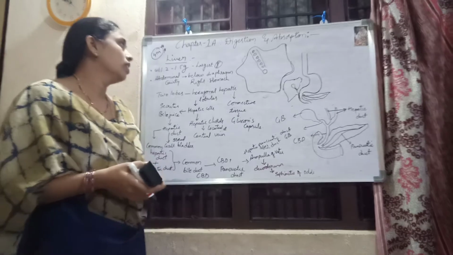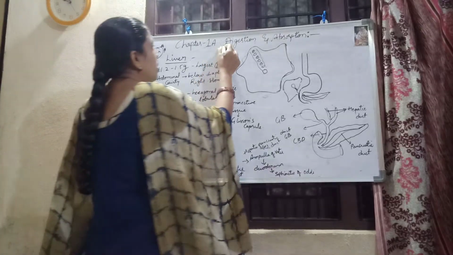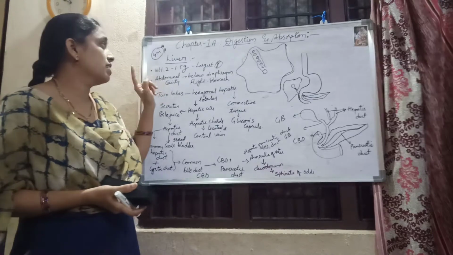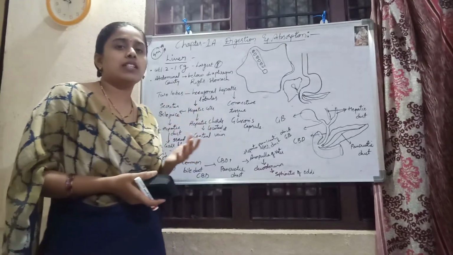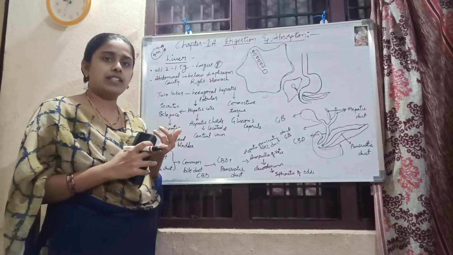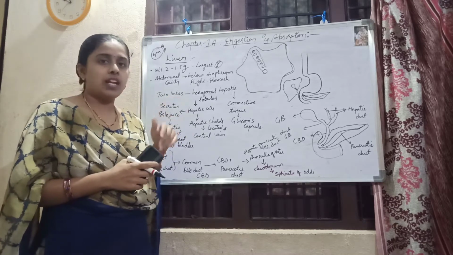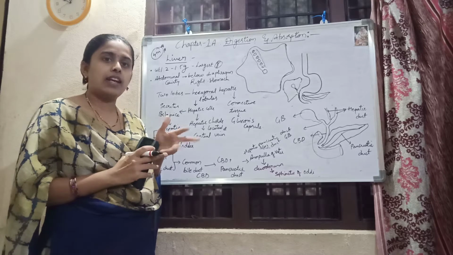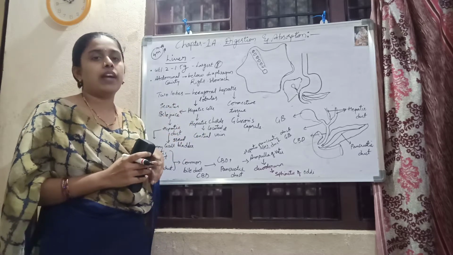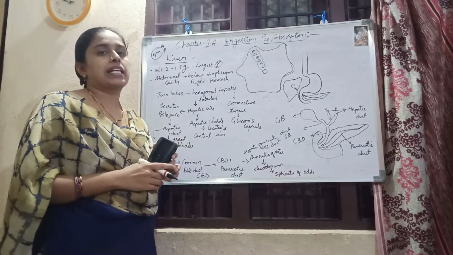Good morning. Today we are going to discuss the liver. Liver is the largest gland. We already discussed three other glands: intestinal glands, gastric glands, and salivary glands. Now we are going to discuss the liver, and next we'll discuss the pancreas.